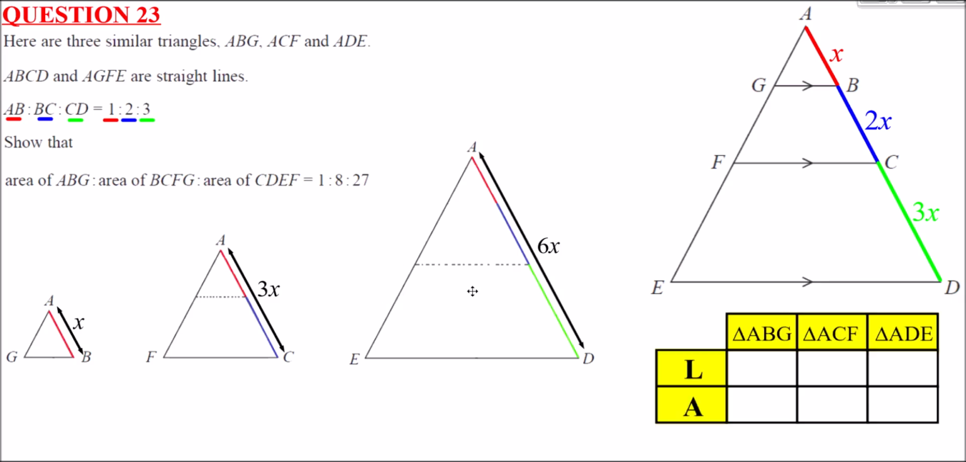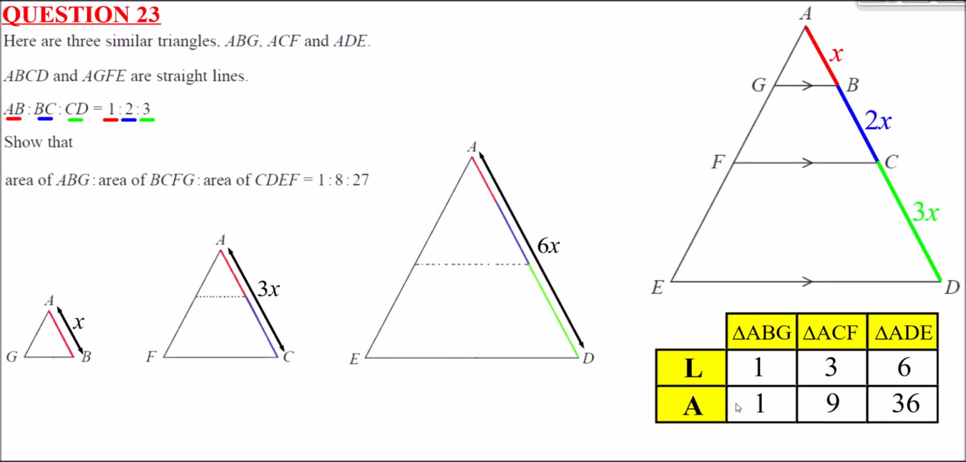So if we just put this into a table for triangle ABG, ACF and ADE, the length ratios are 1 to 3 to 6. Now, if that's the case for the lengths, the area ratios will be these numbers here squared. And so the area ratio will be 1 squared to 3 squared, which is 9, to 6 squared, which is 36. So if we square all numbers on this line, we can generate an area ratio relating all 3 triangles. So we get 1, 9, and 36.